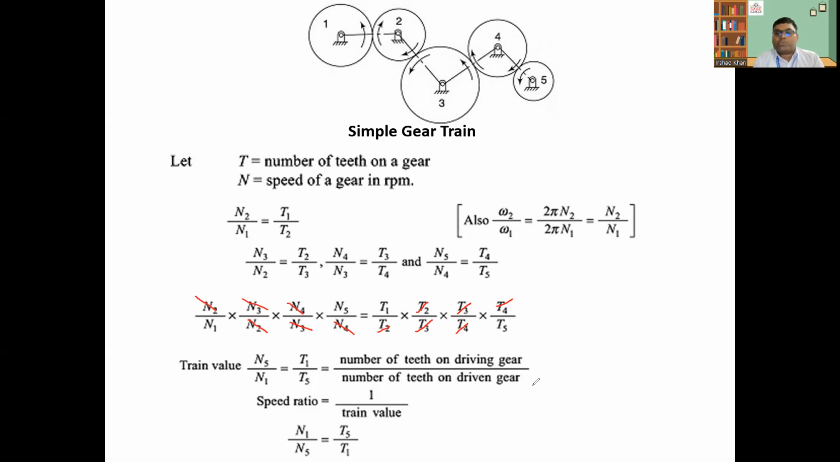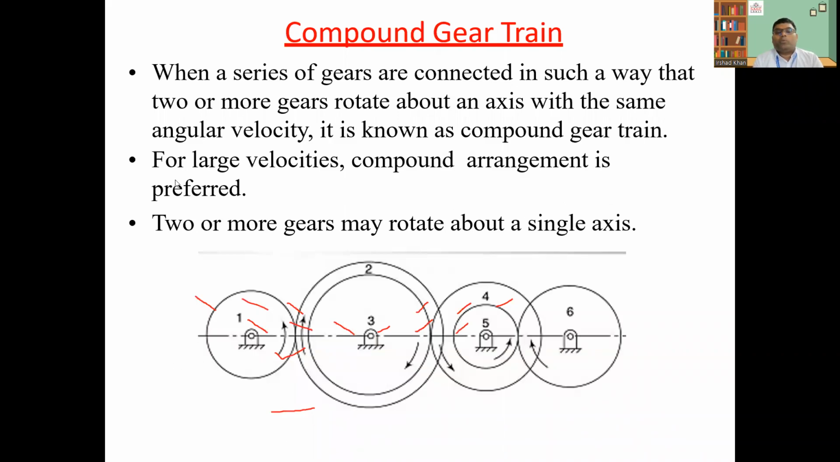And the speed ratio we can calculate. It is the reciprocal of the train value. So we can write N1 upon N5 equals T5 upon T1. That reciprocal of the train value, we call the speed ratio. Okay, so let's see in the next slide, that is the compound gear train.